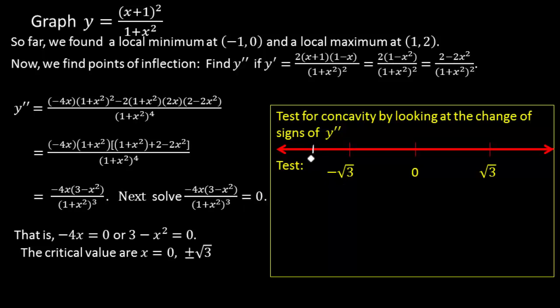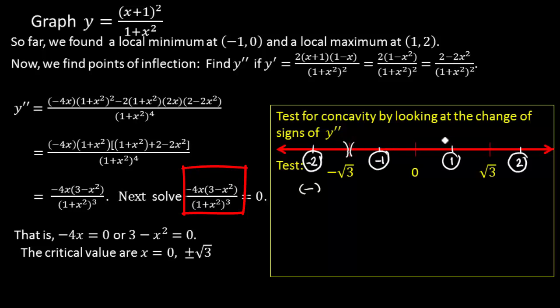Remember that square root of 3 is approximately 1.7, so this is negative 1.7. So why don't we use negative 2 as our test point, and negative 1 right here, and then 1 and 2. Okay, so now we plug in negative 2 into the second derivative. So that becomes positive, and 3 minus that becomes 4. So positive times negative, this will be negative here. Alright, so that's one interval, and then another interval, and so on and so forth.